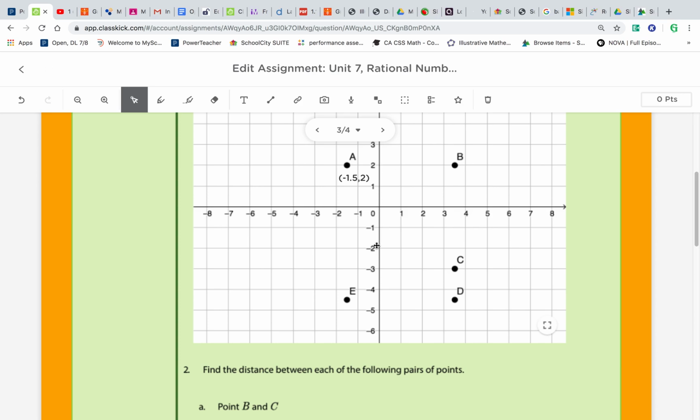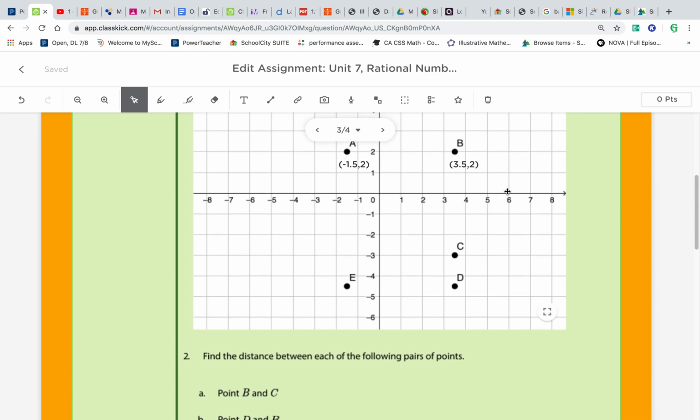For B, we're going to start at the origin. We're going to go sideways until we're aligned with the point. So 1, 2, 3, and then once again you can see it's halfway in between 3 and 4. That's going to be 3.5, and then up 2. So 3.5, comma 2. I'll stretch this out so we can get it to look like that.